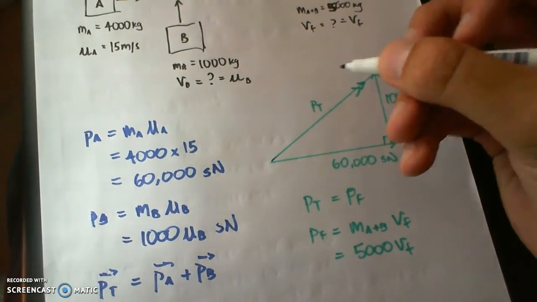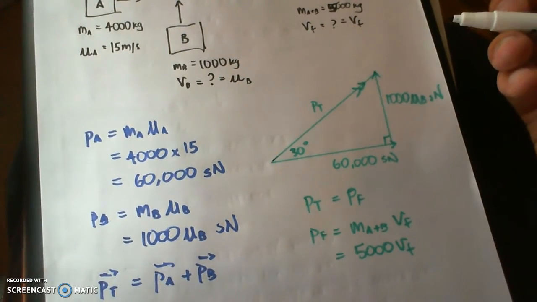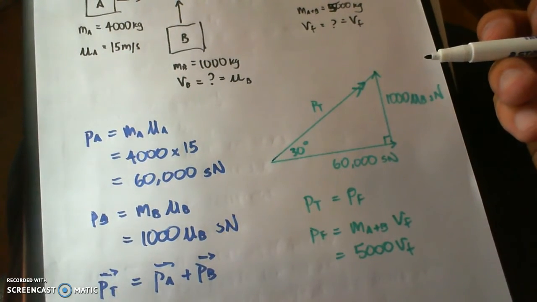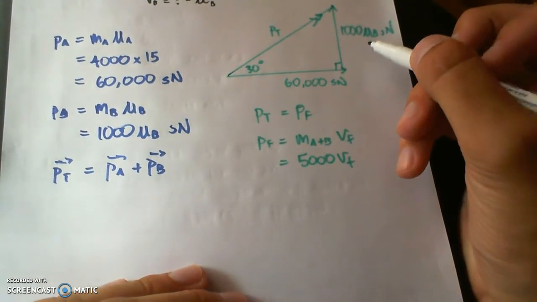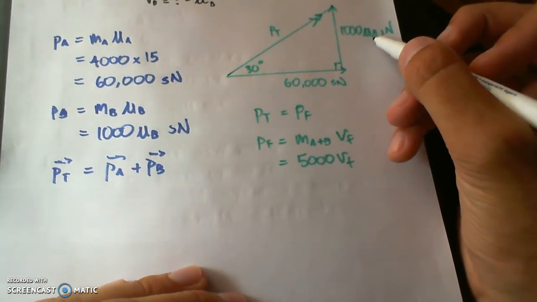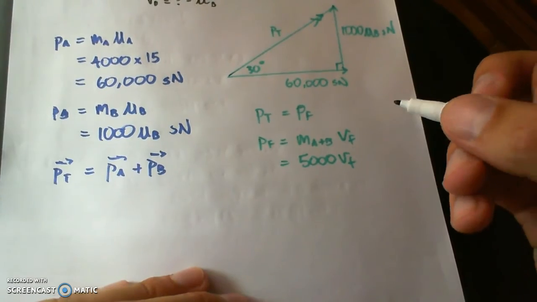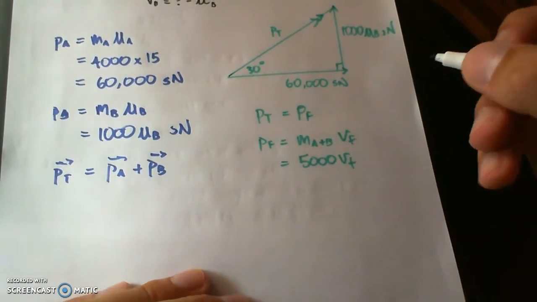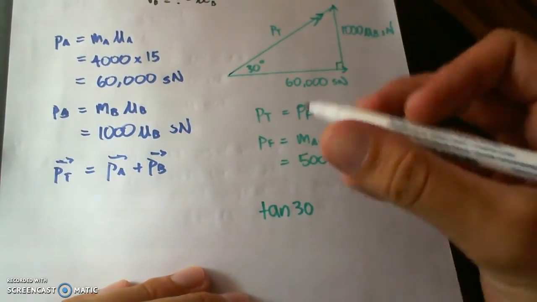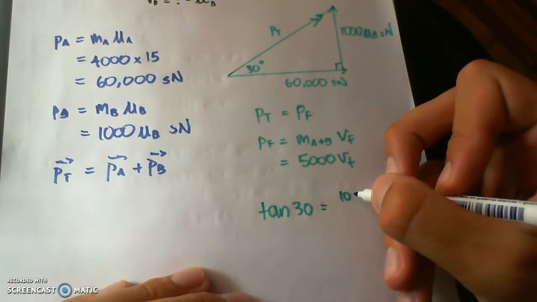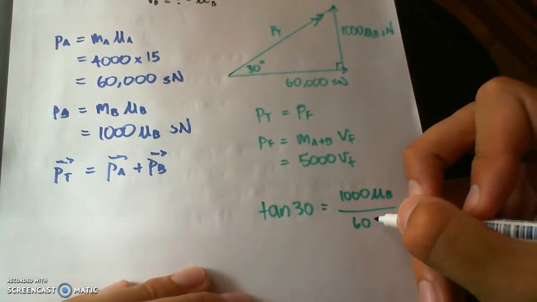And as stated previously in the question, the angle would be 30 degrees. So now we can use this information that we've got to solve the equation. Using trigonometry, and what we know here, we are looking for this value here, the initial velocity of B. So we can use the tan rule. We've got tan of the angle, which is 30, is equal to the opposite side divided by the adjacent side.